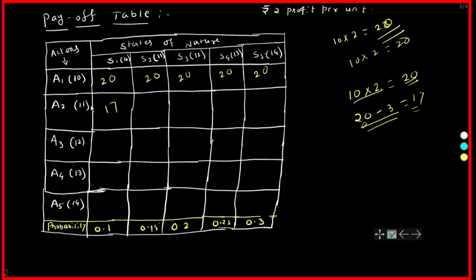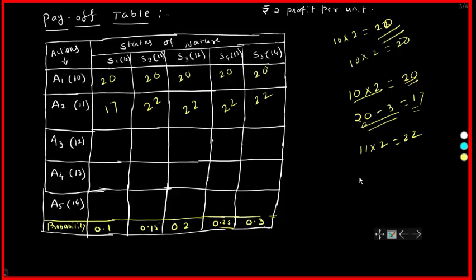Then similarly, if he has purchased 11 newspapers and demand is 11, then 11 into 2 is 22, which is the profit. He purchased 11 newspapers, demand is 12, so he can sell only 11 newspapers. So again the profit is 22.